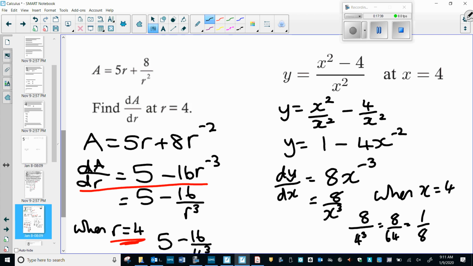Can you also write it in the decimal form? You can, yeah. But if it's a recurring decimal, so if you get 1/3, leave it as a fraction, just because you may lose your recurring sign and it's not good.